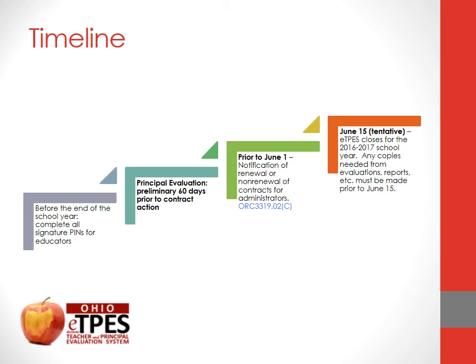Before the end of the school year, you'll want to make sure that all educators have entered their PINs for evaluation. For principal evaluation, the principal's preliminary evaluation must be completed 60 days prior to contract action, but prior to June 1st, you must notify administrators about contract renewal or non-renewal. And by June the 15th, it is anticipated that ETPES will be closing for the 16-17 school year. Any copies or information that you need from ETPES must be made prior to this time.